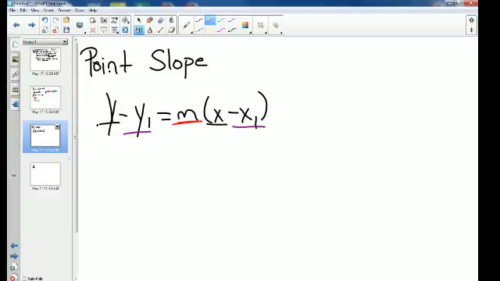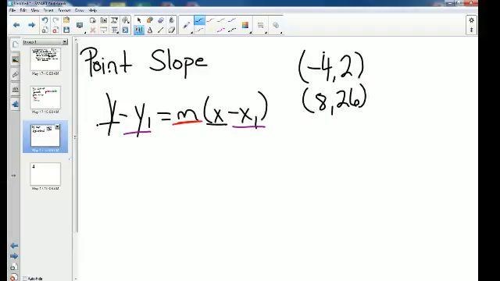Whenever you have an application for this one, like in your math homework, they'll give you two ordered pairs and then ask you to write the equation for the graph going through those two points. The one that I picked for us today is (-4, 2) and (8, 26). Initially that can look pretty insane, I mean, there's a 26 in there. It doesn't look very simple, but when you plug it into your point-slope equation, it gets much easier.